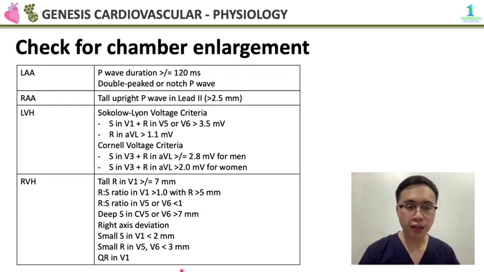We have different criteria for that, depending on which one you use, but there's actually no need to fulfill all of these criteria. For example, if you have a right axis deviation, that's already highly suggestive of RAA, RVH. So look for these criteria there if you're able to compute for a right axis deviation.